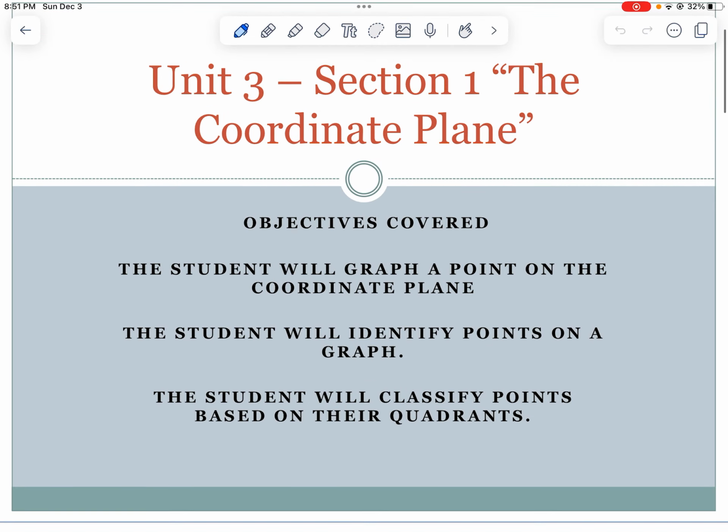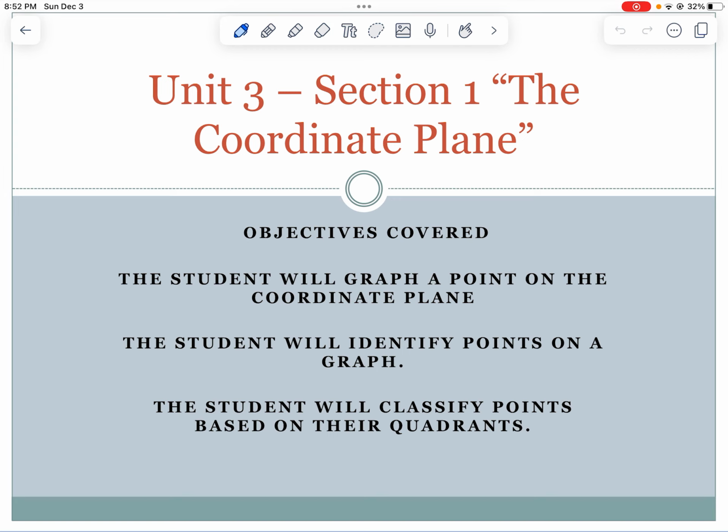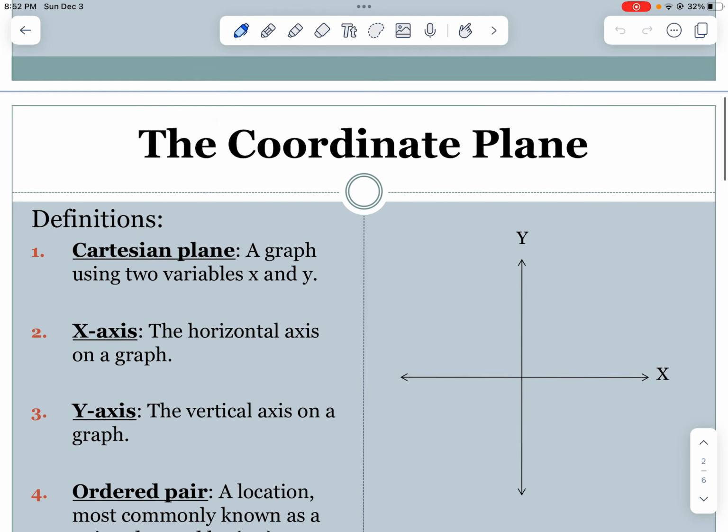Hello everyone, welcome to the guided notes section for Unit 3, where we are starting to talk about functions. The first section is 1, and we will talk about the coordinate plane. So you'll be able to graph a point on the coordinate plane, identify points on a graph, and classify points based on the quadrant that they're in.